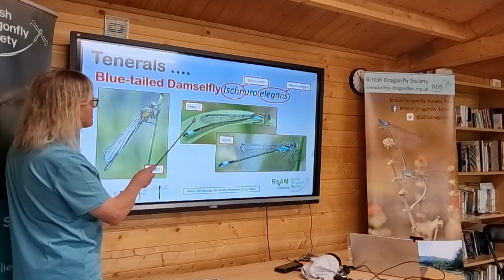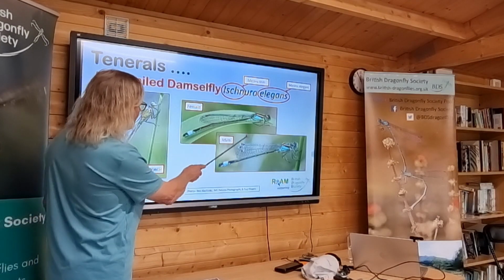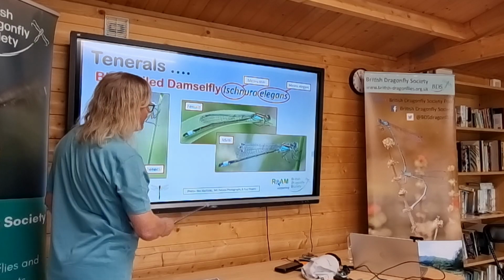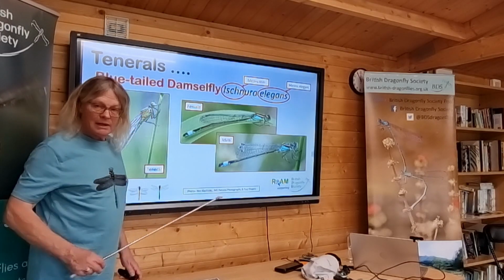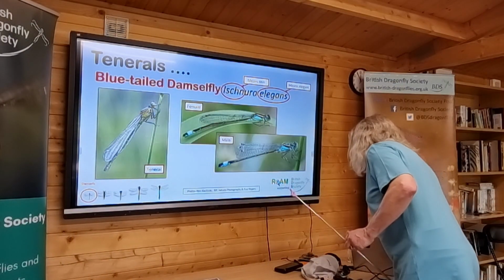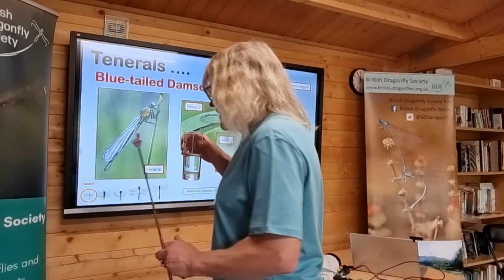So the blue-tailed damselfly, the Ischnura, have these diamond-shaped wing spots here. The other thing with them is the fact that the females can be different colours. Yeah, I think our next slide's going to hit us on that one.